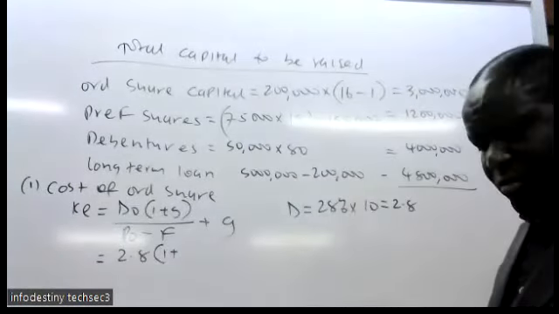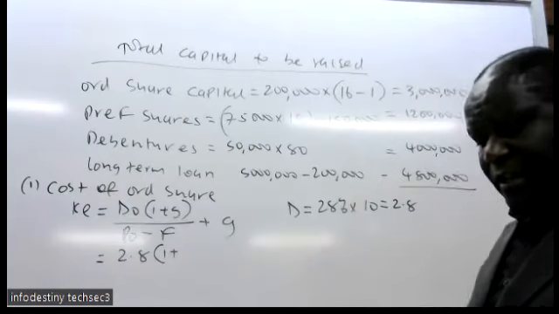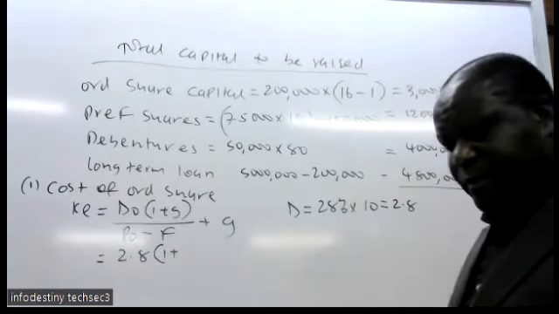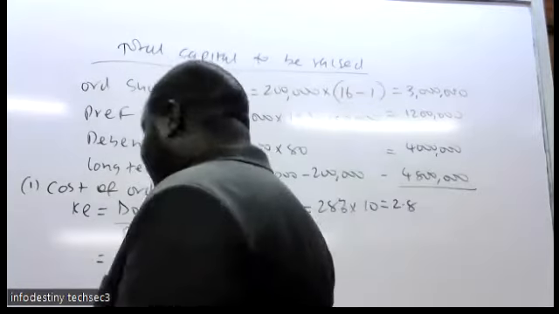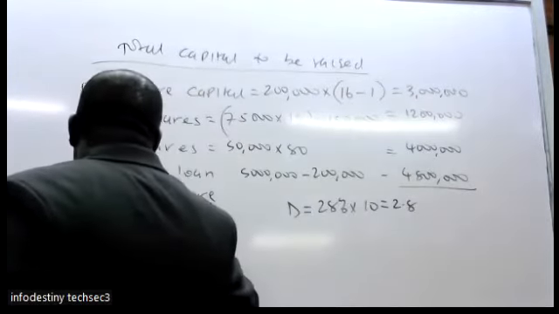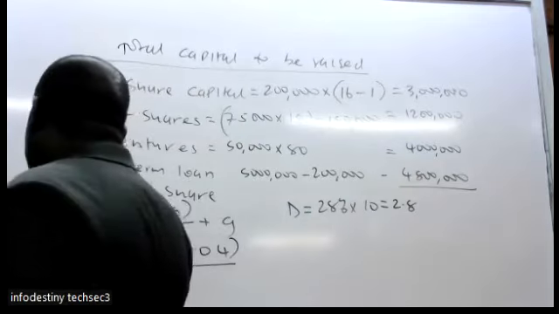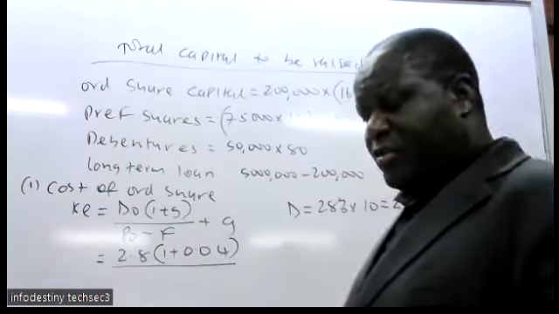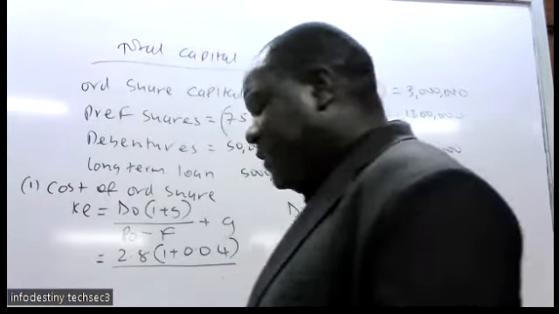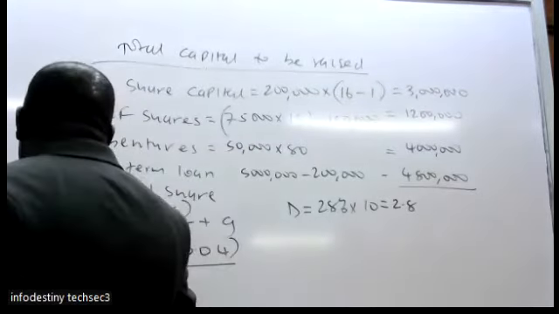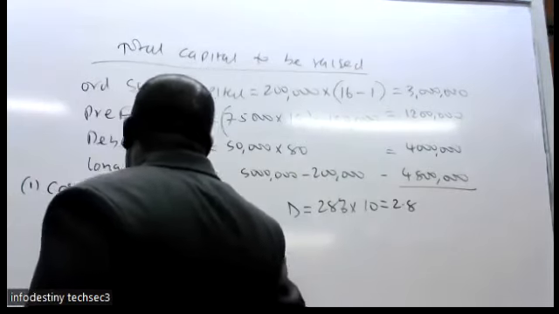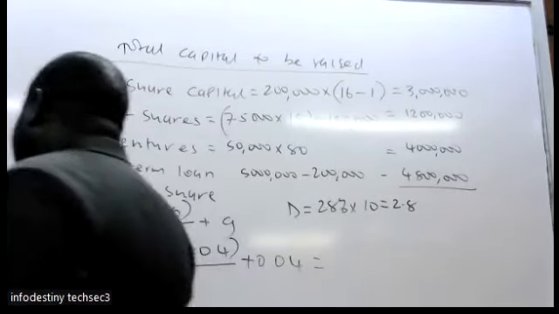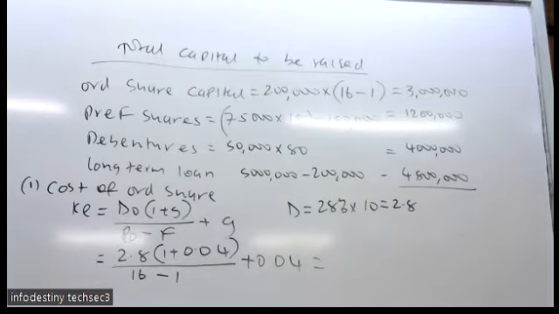g is the constant growth rate. It is in the additional information, note one. They are expected to grow at a rate of what percent? 4%, which is the same as 0.04. P0 is in note number one; they were issued at 16. Then the flotation cost is 1. Then express that figure as a percentage.